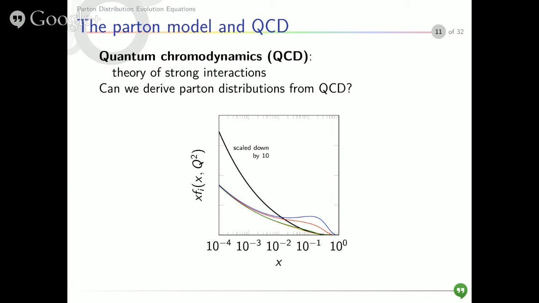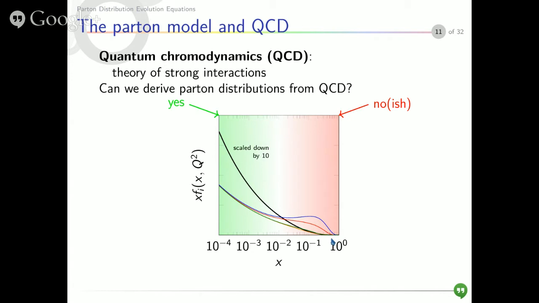Because it seems like you should be able to. If this is the theory that explains how quarks and gluons interact, and those are the things that make up protons, then it makes sense that you should be able to derive the behavior of protons from QCD. Well, it turns out that you can't really, but sort of a little bit. And what I'm indicating by this chart is that you can't derive parton distributions at large values of x.